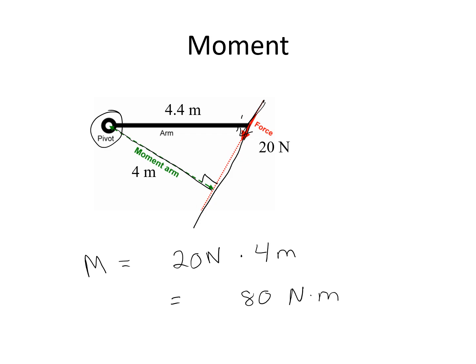And again, we are pulling down, so this is going to cause a clockwise rotation, and so it will be negative. And you'll notice that the units for moments are going to always be a force times a distance. So in the SI system, that's typically going to be Newton meters or maybe kilonewton meters. And in the US customary system, that'll be pounds times feet.